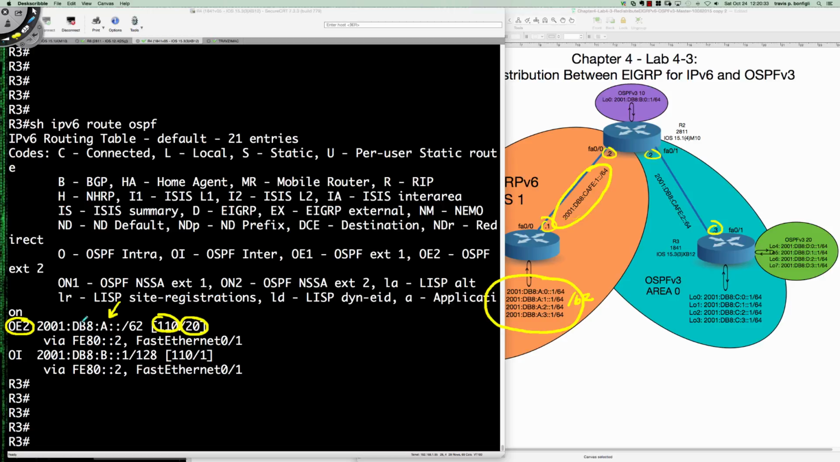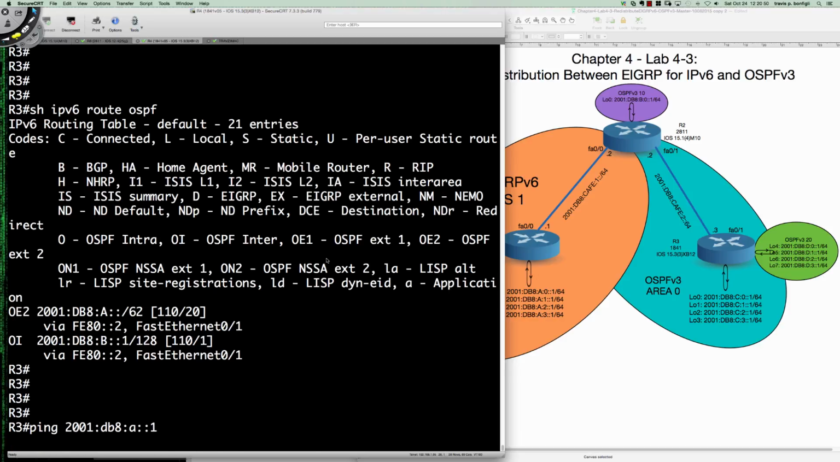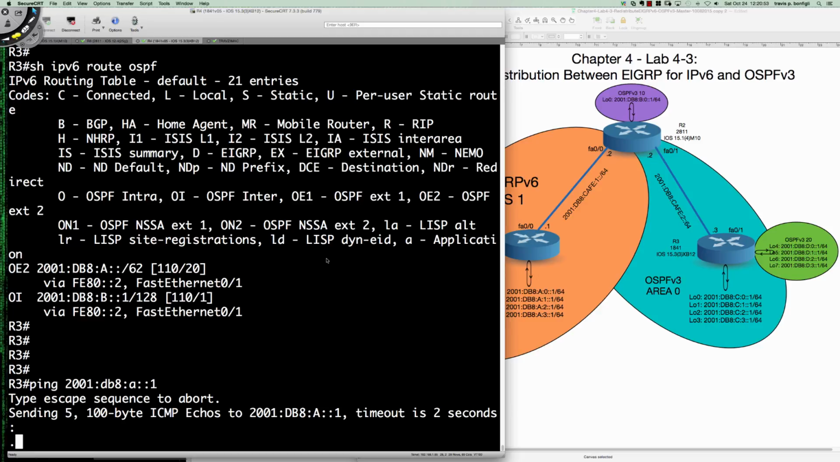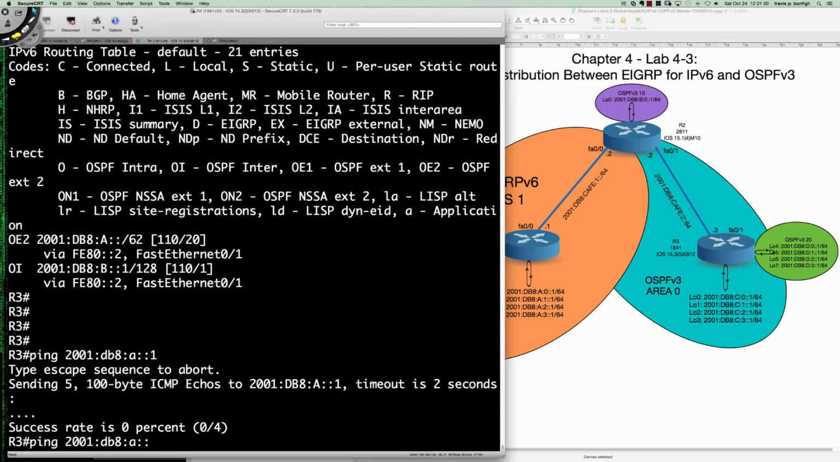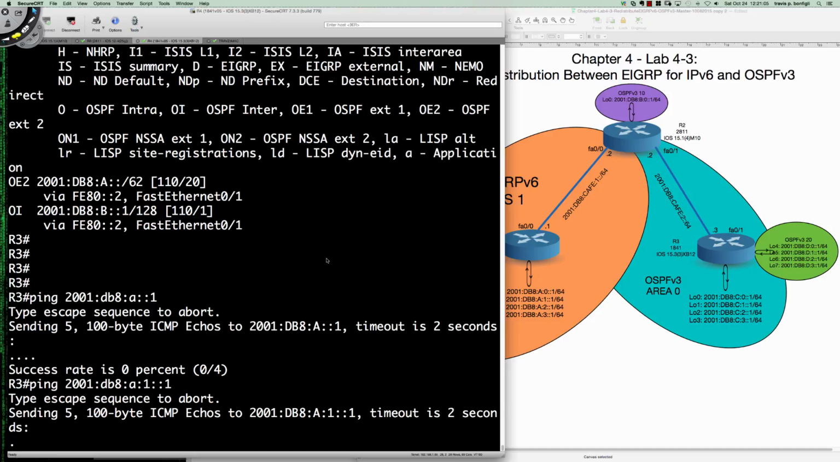Now we picked up the loopback addresses, right? And we've got that summary, so everything is good there. However, no transit network. Now, is that going to have an impact from router 3? So if I were to say ping 2001:DB8:A:1:1, and let me make sure it's the right address. Oh, sorry, I've got the wrong address there. Okay, so ping 2001:DB8:A:1:1. And let's double check the address, 2001:DB8:A:1:1.